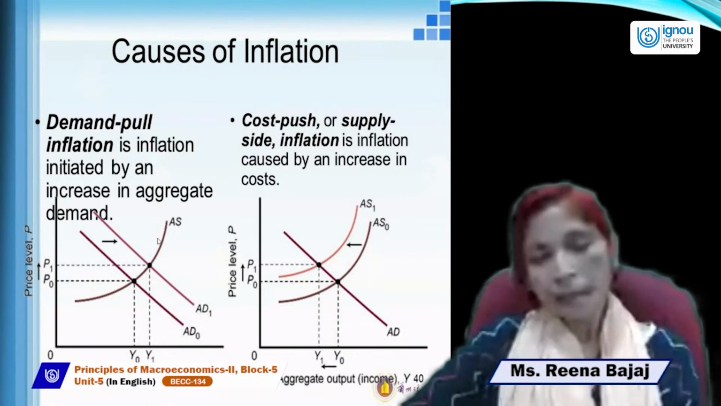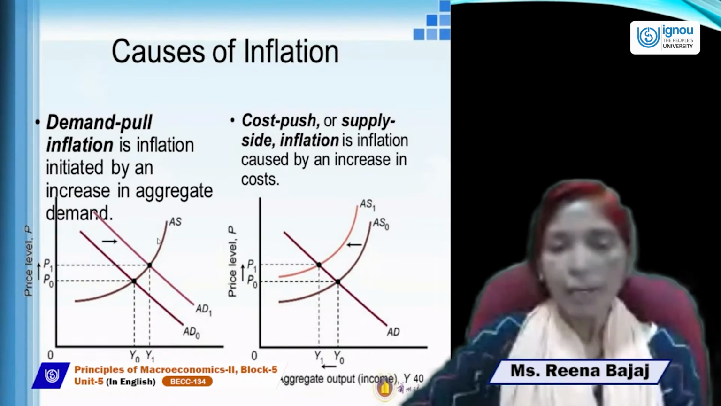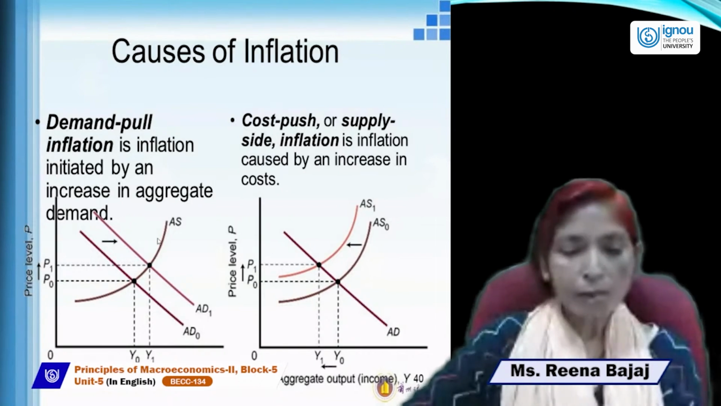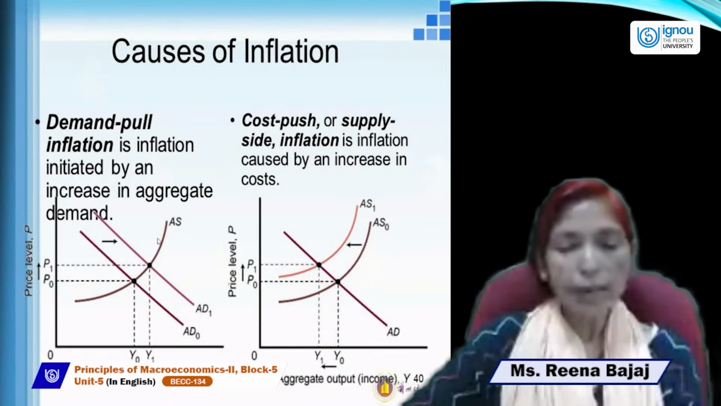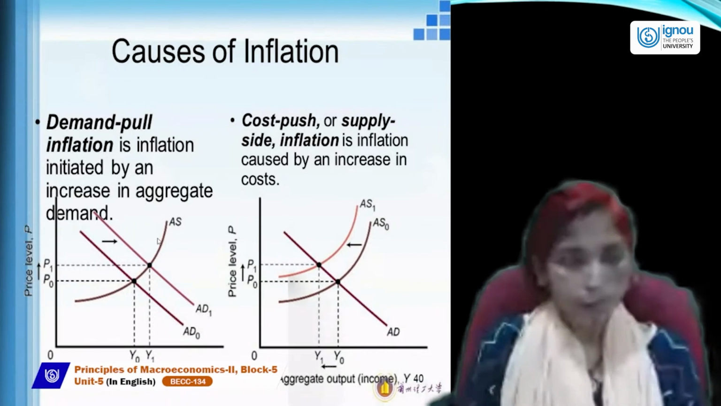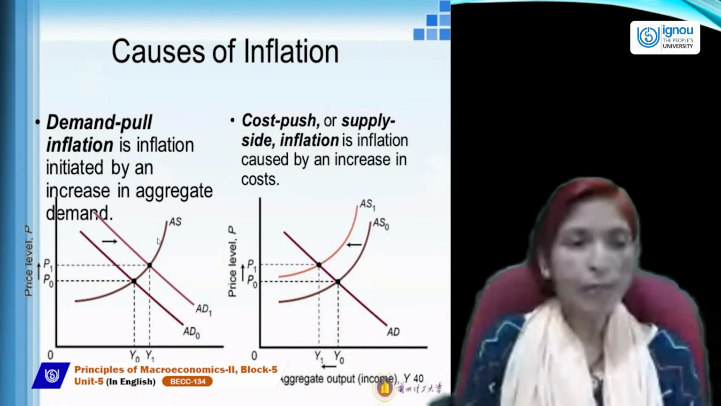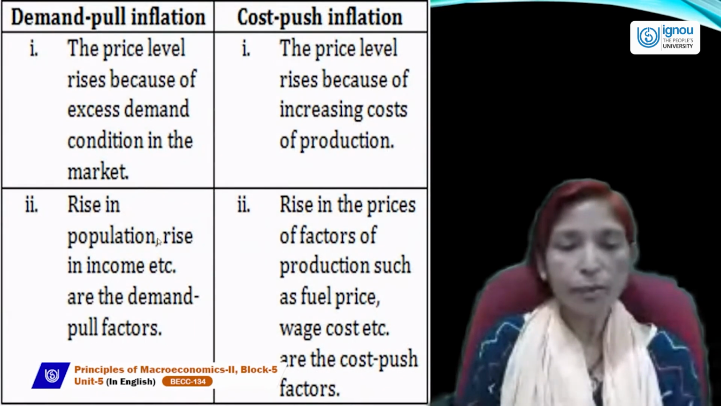And in the other case, when cost push inflation exists, supply will fall and the demand curve will remain the same. When supply falls or shifts to the left-hand side, the price level will increase and the income level will fall. This situation is called cost push inflation. So these are the causes of the two types: demand pull inflation and cost push inflation.